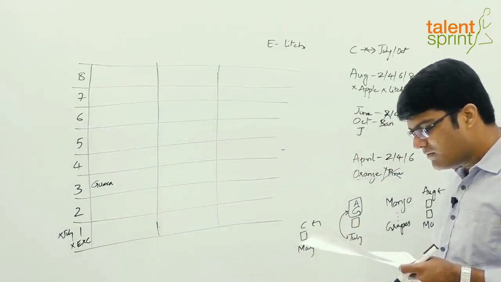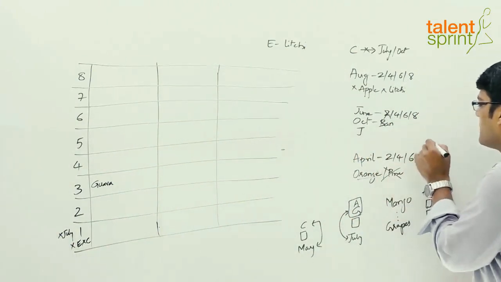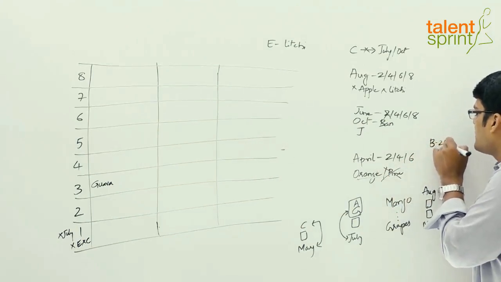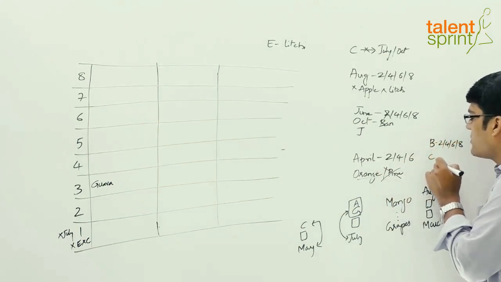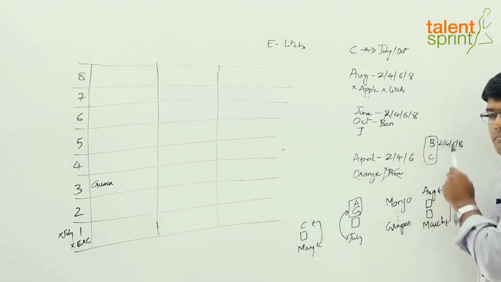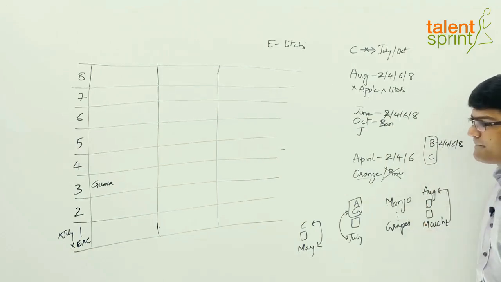B lives on an even numbered floor just above C. Okay, so this again would be helpful. So B lives on an even numbered floor. What are the possibilities? 2, 4, 6 and 8, and just above C. B and C would be together.